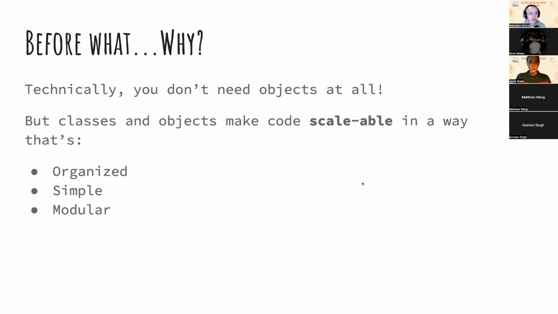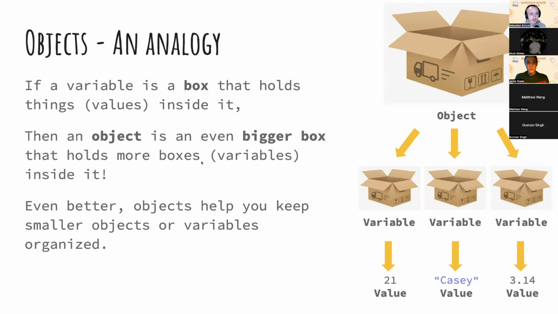So, objects. In programming, you technically don't need objects. Objects are a construct that we've created as designers and programmers to make things easier to scale or easier to organize. There are a lot of benefits to objects and classes as well. They make our code more organized, simple, and modular.